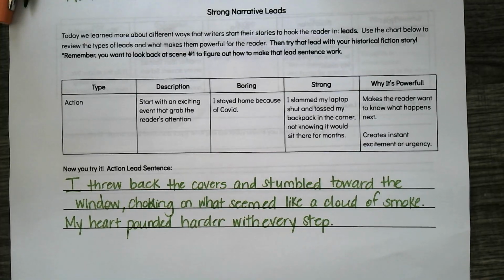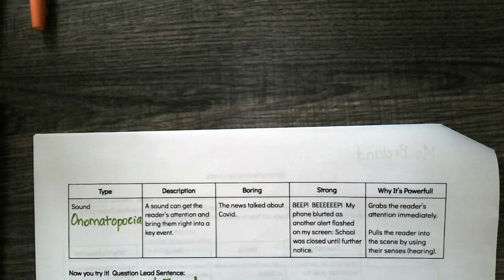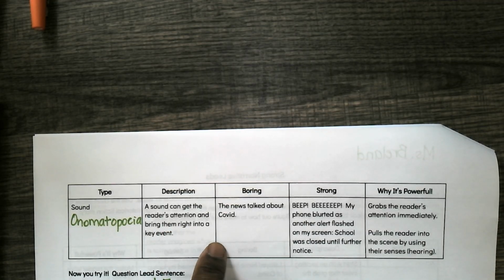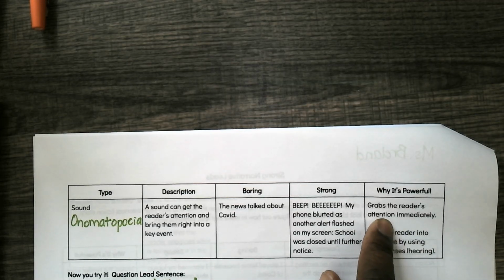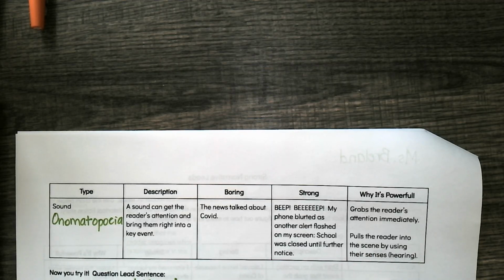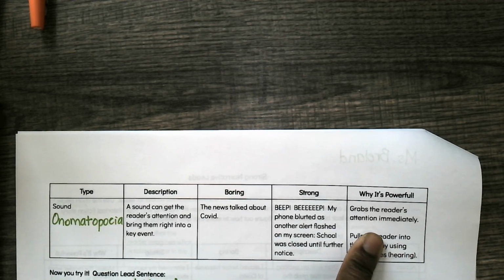We're going to go next to demonstrate a different one. All right, so the next one is the sound lead, and we also know this one to be onomatopoeia. In this particular lead, the sound that the writer uses can get the reader's attention right away and bring them right into the key event or the action that's happening. So this one grabs the reader's attention immediately and pulls them into the scene by using their senses, or their sense of hearing in this case. So they're imagining that sound.